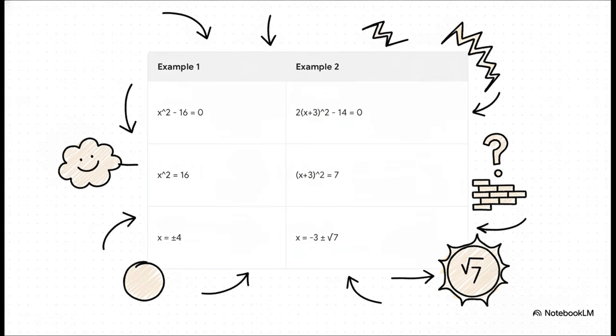We start with 2 times the quantity x plus 3 squared minus 14 equals 0. First, we isolate the square by moving the 14 over and dividing everything by 2. That gets us x plus 3 squared equals 7. We take the root of both sides and we end up with x equals negative 3 plus or minus the square root of 7. Notice how the math didn't result cleanly into a whole number. It left us with a stubborn radical.